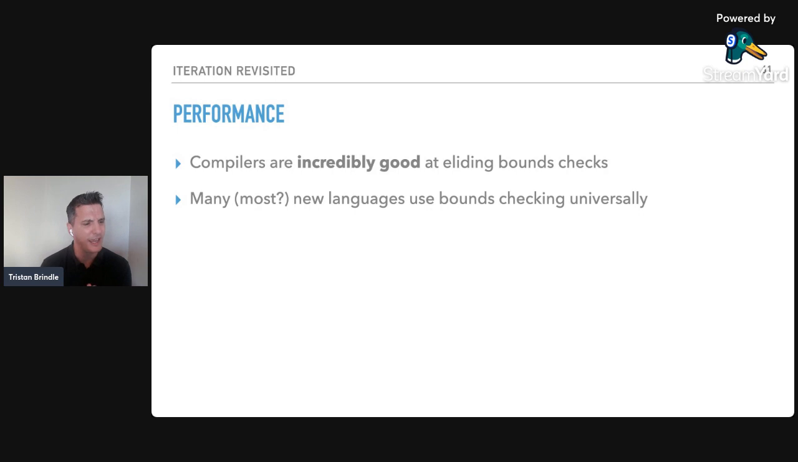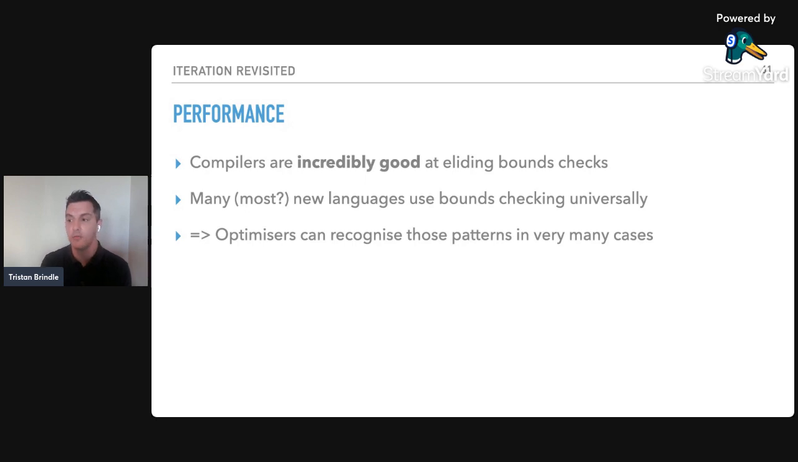Perhaps every new language that you can think of for the past 20 or 30 years uses bounds checking pretty much everywhere, right? Rust, Swift, Go, all of these kinds of languages, they use bounds checking universally. And it means that optimizers are really, really good at recognizing these patterns.